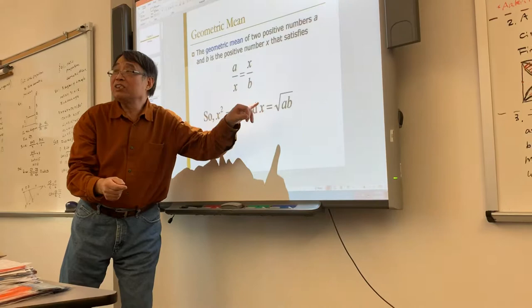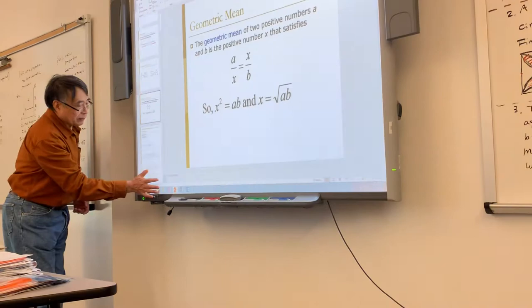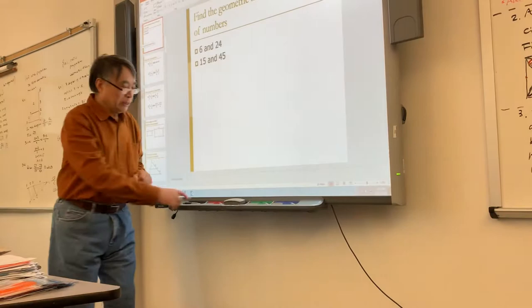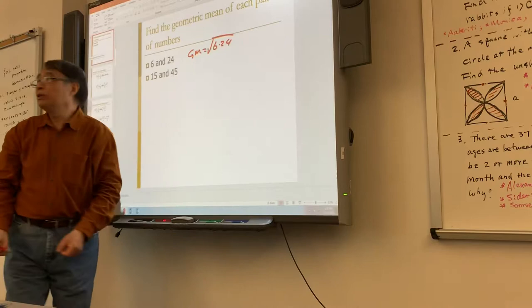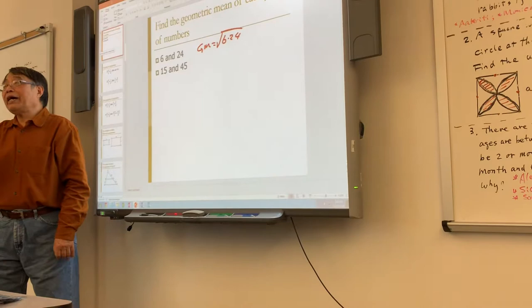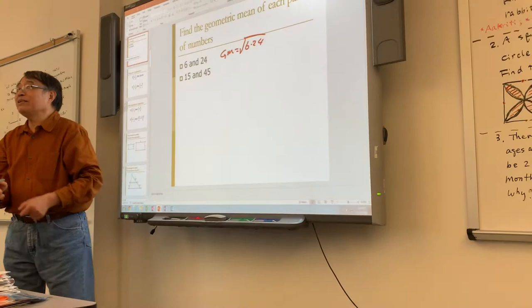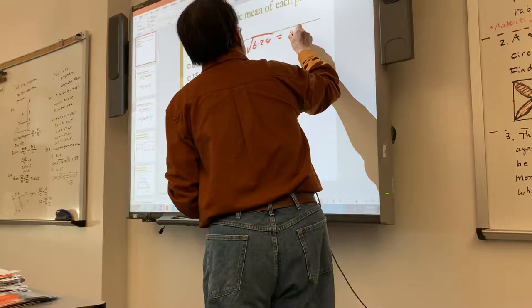For instance, 6 and 24 are two positive numbers. So the geometric mean equals the square root of 6 times 24. Do you understand, please? Not a plus. Every year, I tell the class, don't add something, just plus for me, okay? I tell you, don't do that. 6 times 24, you can write 6 times 6 times 4. 6, 6 get out, 2 get out, you get 12.